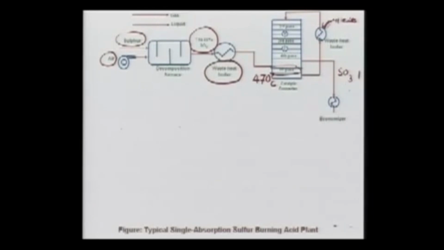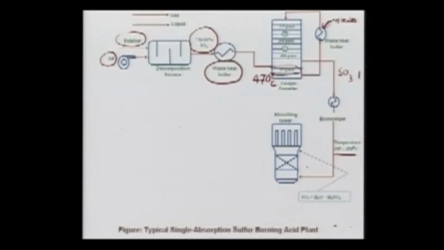Still the temperatures could be high, so we pass it through the economizer and bring the temperature down to around 185 to 250 degrees Celsius. Now it is time to pass this SO3 to the absorbing tower and really produce sulfuric acid. So how it happens is that you pass this stream, which is rich in SO3, to make the sulfuric acid. This is the reaction that you want to happen in here. So how is this done?